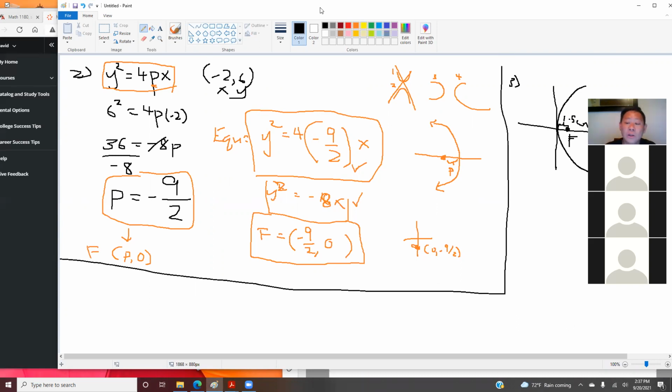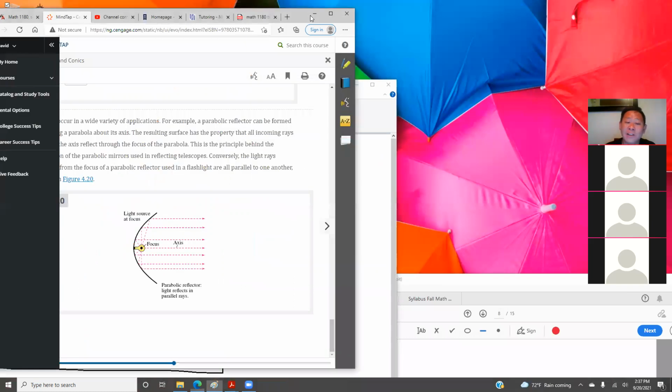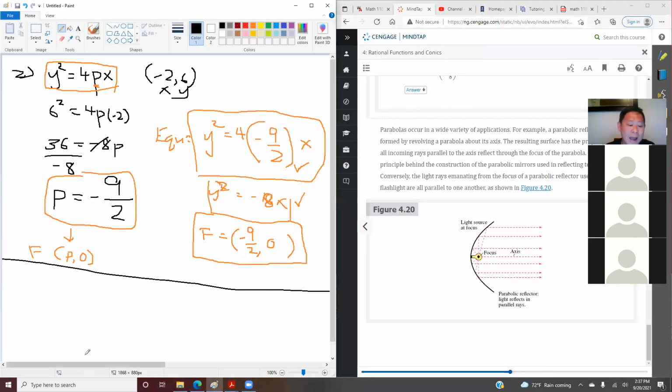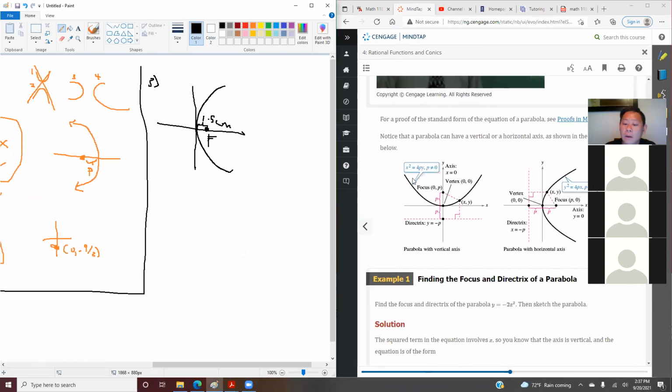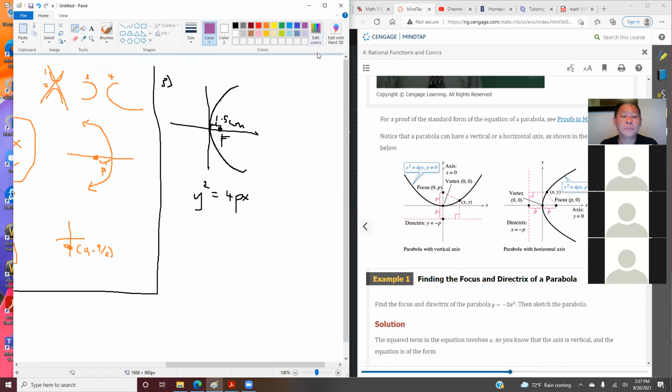So back to the original question. Every time I ask students to do this, I ask them: does this parabola open vertically, with a vertical axis, or have a horizontal axis? Horizontal. So the formula is y squared equals 4px. It is horizontal. What is your p in this case? 1.5. Yeah, this is your p. So what you do is just plug this in here, and you get your answer.